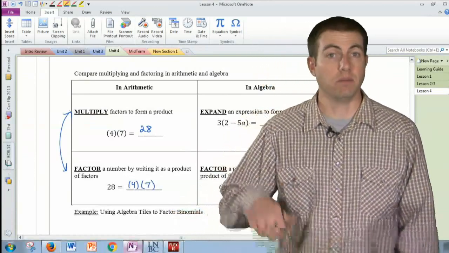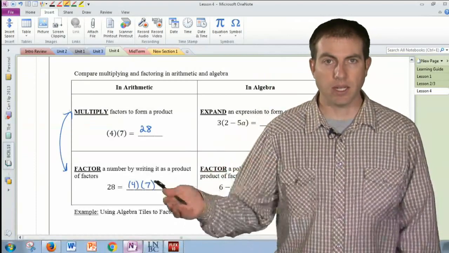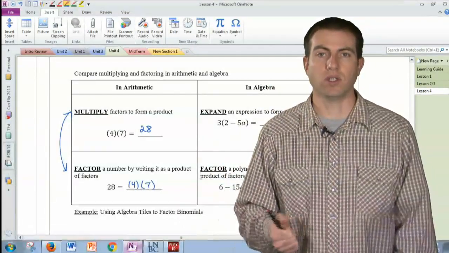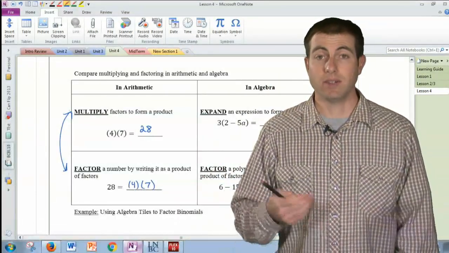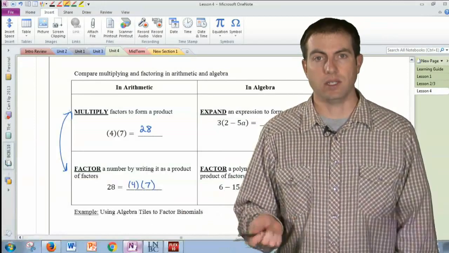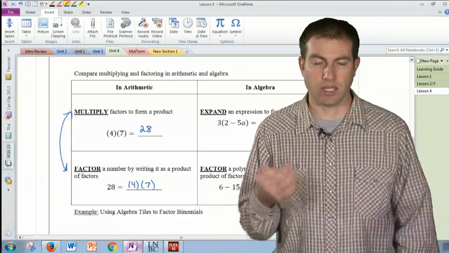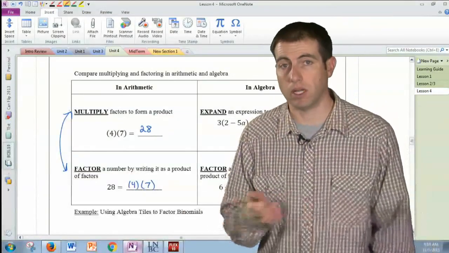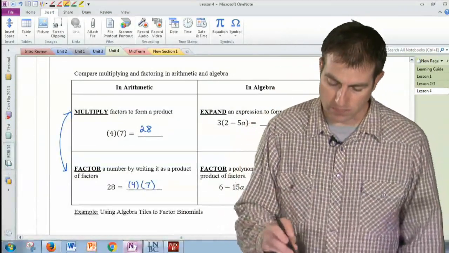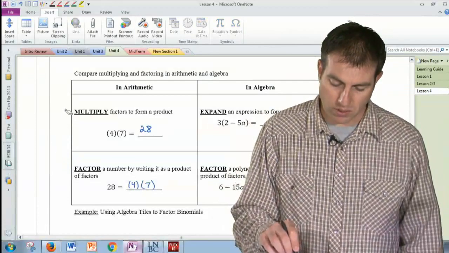So if I say multiply something, that's like expanding. There's lots of different words we use to represent multiplication. If I say factor something, it's just, okay, it's the opposite. Instead of multiply, I'm kind of working backwards. How did I get that 28? Well, I could multiply 4 and 7 together to give me that 28. So that's just simply dealing with numbers.